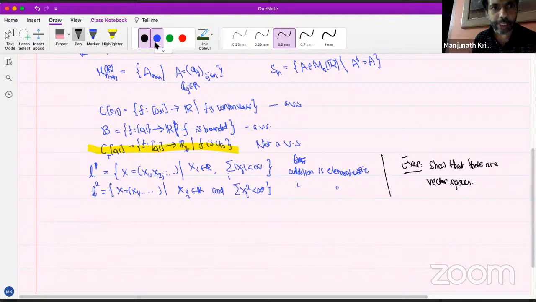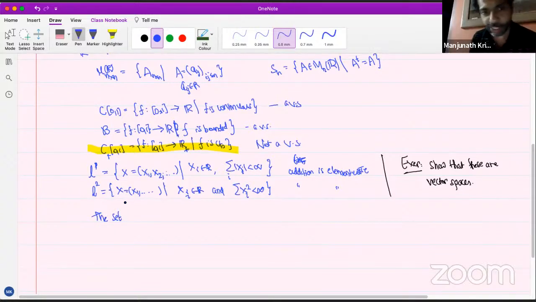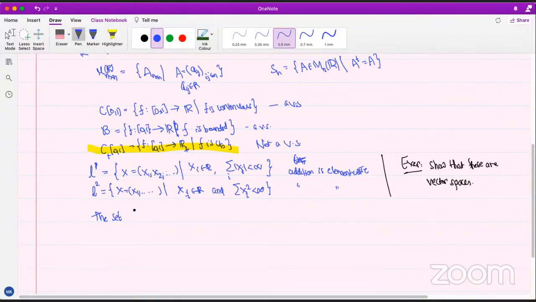Another kind of thing, which is how these things were born at first, is the following. Suppose I say it's defined in a different way. Sir, is L2 a subspace of L1 or not? Yeah, it's a good question. Is it? Is it not? I guess L2 is a subspace of L1.